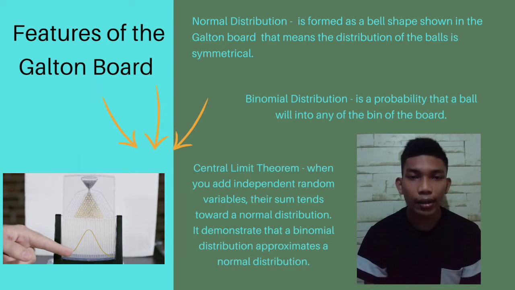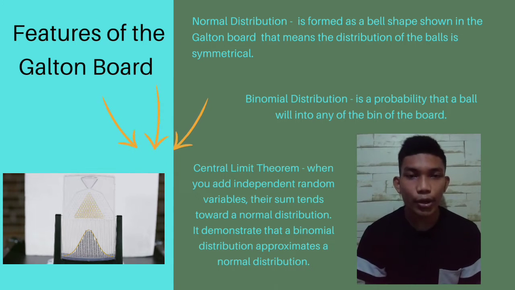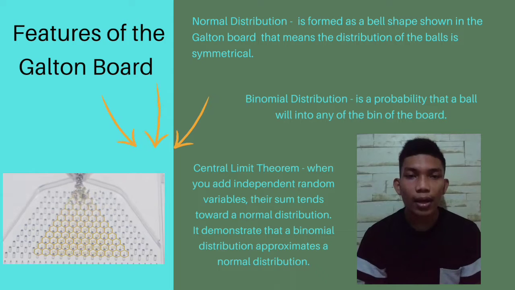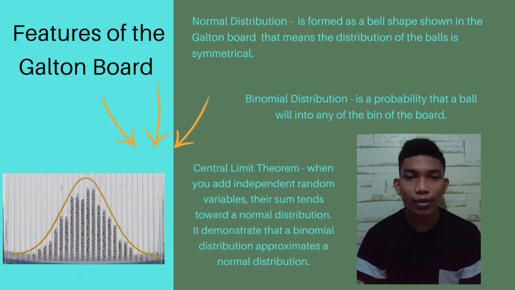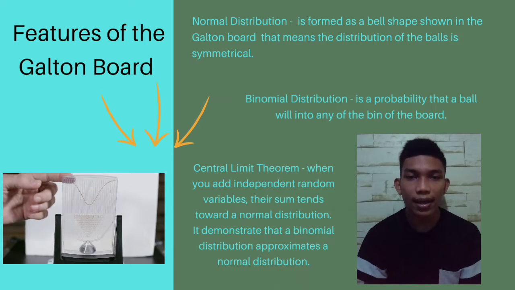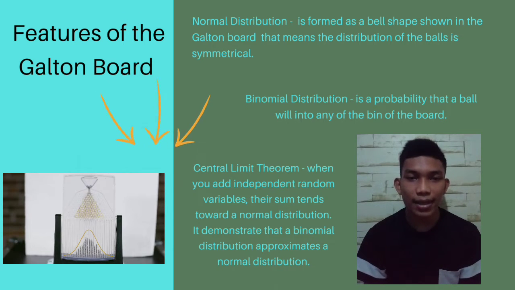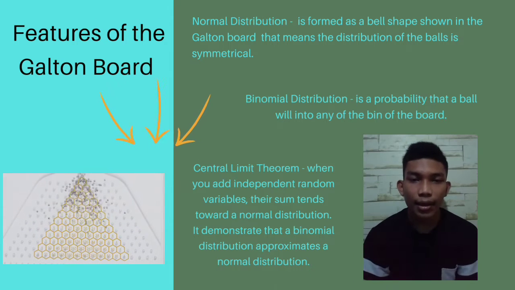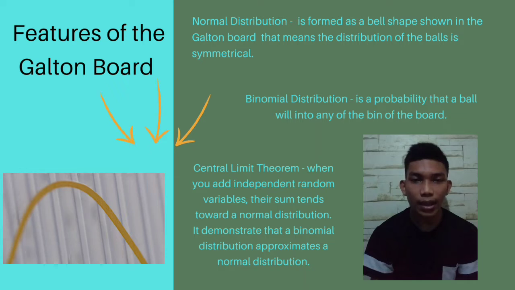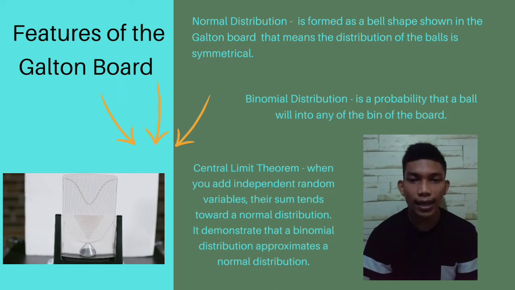In the features of the Galton board, there is normal distribution. Gaya ng sinabi ko, it is formed as a bell shape kung saan yung distribution o yung lahat ng balls from the Galton board ay nagkakaroon ng symmetric. Pag sinabi nating symmetric, it means balanced proportion. The second one is called binomial distribution. It is the probability that a ball will fall into any of the bins at the bottom of the Galton board.